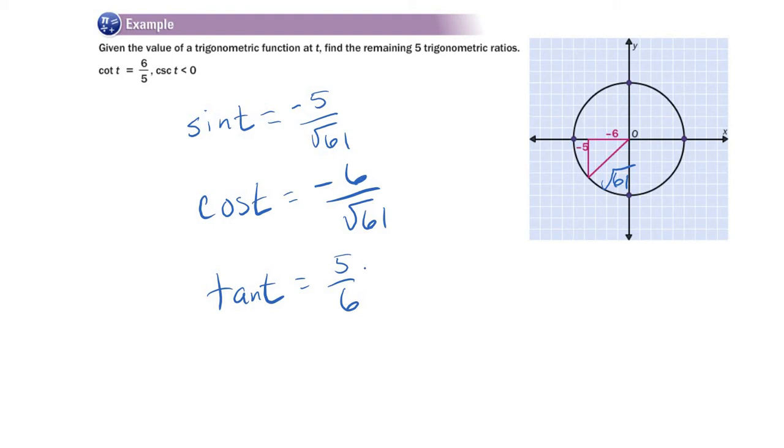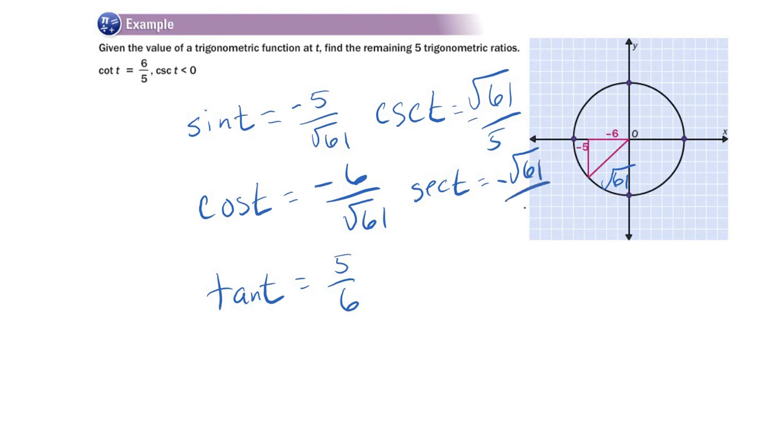Okay, now let's find the other ones. We've got cotangent, so we need cosecant. It's the reciprocal of sine, so square root 61, in fact it's negative, over 5. And then of course secant is just the reciprocal of cosine, so negative square root 61 over 6. And of course cotangent they already provided for us.